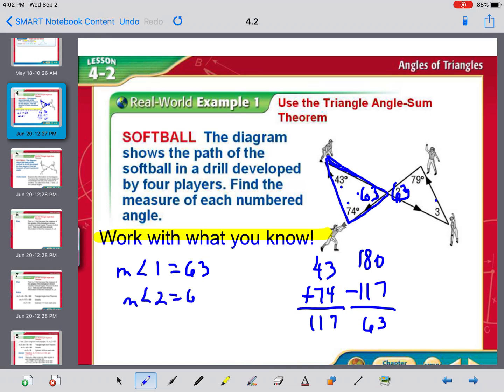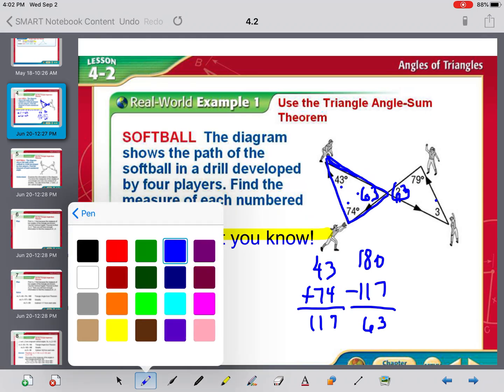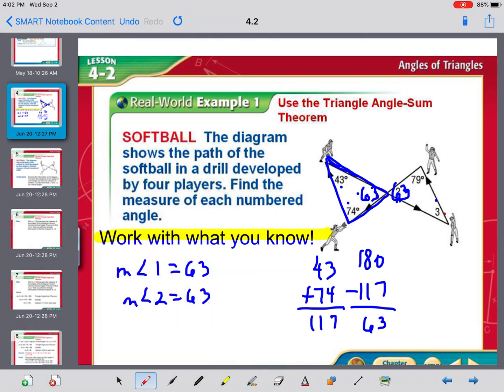If angle 1 is 63, then what is angle 2? Because those are vertical angles, it's also 63. So the measure of angle 2 equals 63.